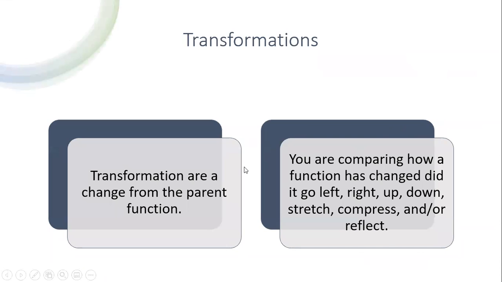Okay, transformations are change from the parent function. That's what a transformation is. You are a transformation of your parents. You are comparing how a function has changed. I don't think that's grammatically correct. Did it go left, right, up, down, stretch, compress, and/or reflect?